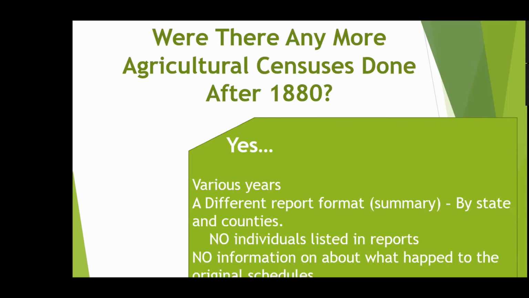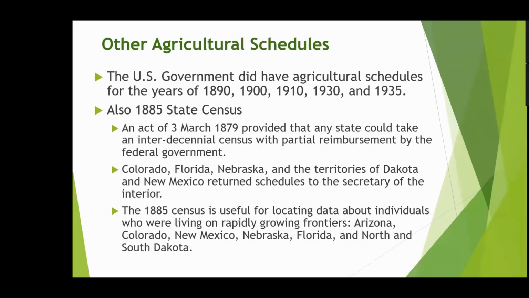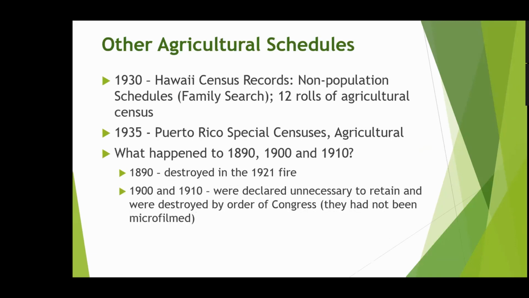So between 1890, 1900, 1910, 1920, 30, 40, and 50, the schedules were in those years. And the other ones were based on whether or not it was territorial and other things. And then again, Hawaii had them in 1930.